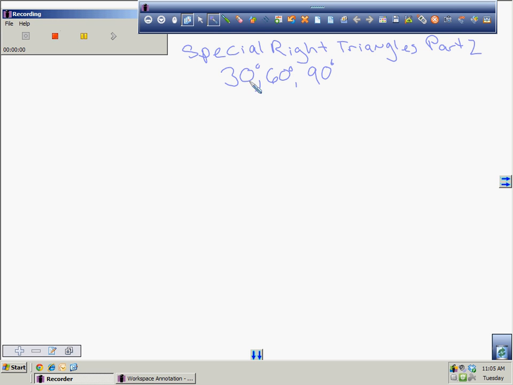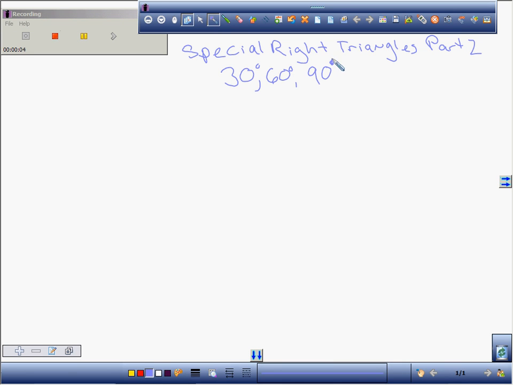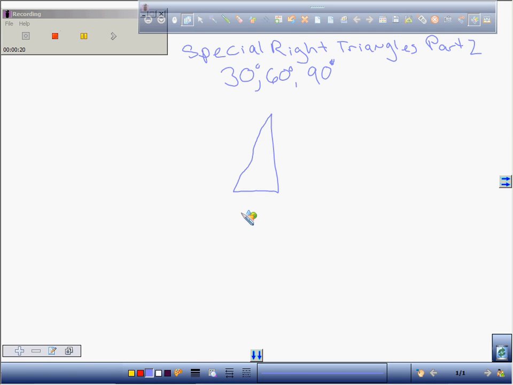Another type of triangle. We have a 45, 45, 90, which we learned about yesterday. Today we're going to learn about 30, 60, 90. So I'm going to try to draw a 30, 60, 90 over here. And they kind of look like this.